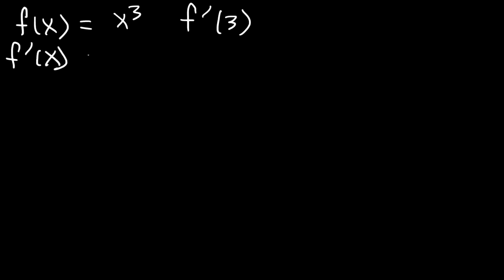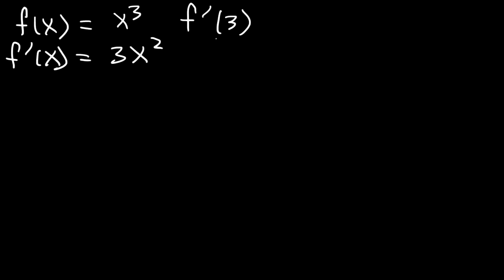Now let's say that f of x is x cubed again. Go ahead and find f prime of 3. So find the instantaneous rate of change of the function at 3. Now let's do it the easy way first. So let's find the derivative of the function. The derivative is 3x squared.